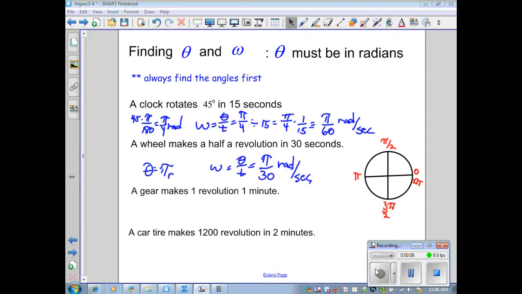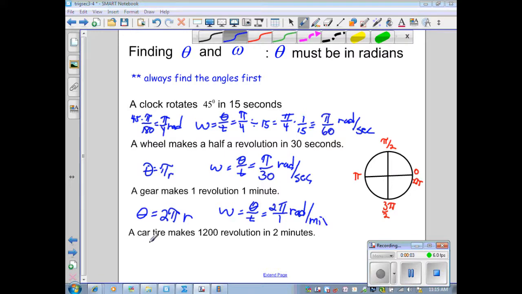Our next example shows a gear that makes 1 revolution in 1 minute. Well, recall that we have 1 revolution, so if we start at 0 degrees and make a 360-degree revolution, that is a radian measure of 2 pi. So theta is going to equal 2 pi radians. Now we need to find omega, which is going to equal theta over t, and then we substitute. Theta is 2 pi, and my t is 1 minute. And this will be radians per minute.